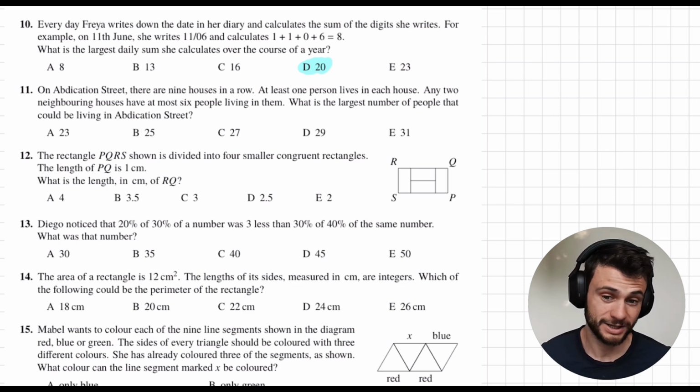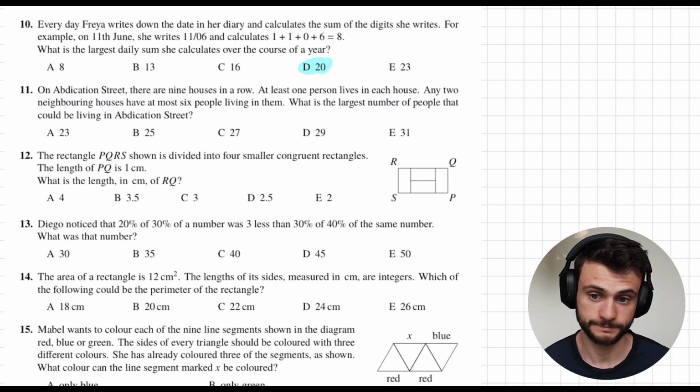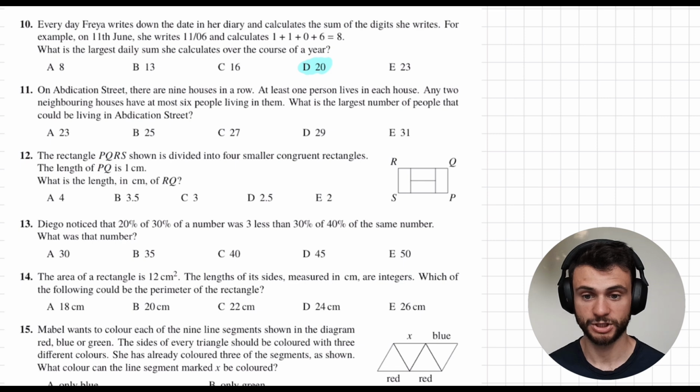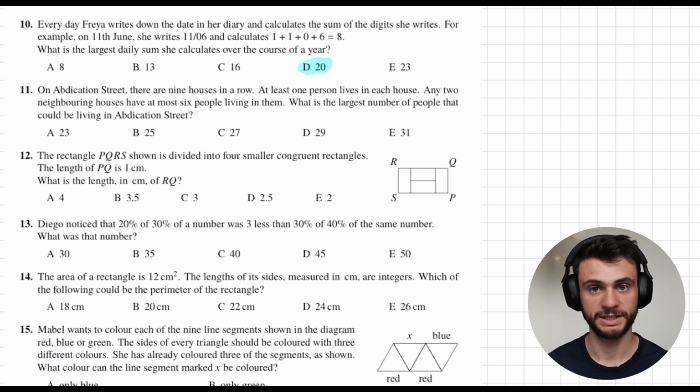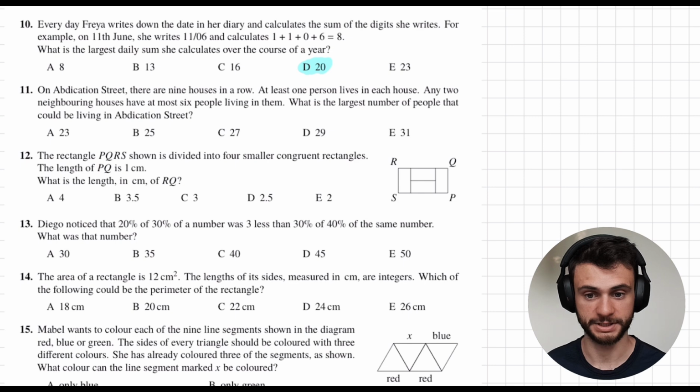Okay, so if you just took 3 people in each house, then we get 3 times 9, which is 27. However, because there's an odd number of houses, if you have 5 people in the first house and 5 people in the last house, you may be able to get more than the average just because it's weighted towards each end and because there's an odd number of houses in the row.